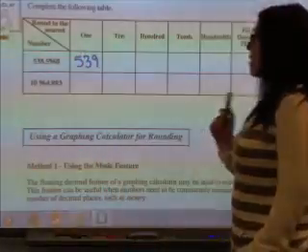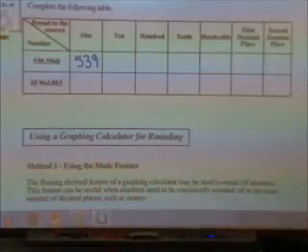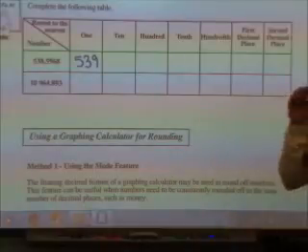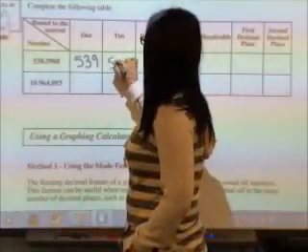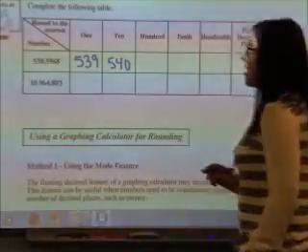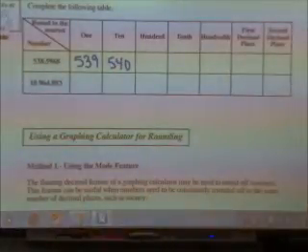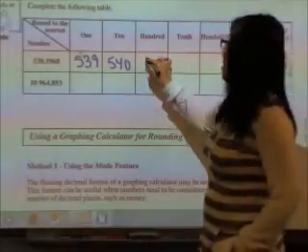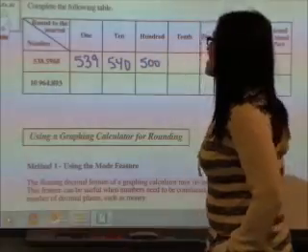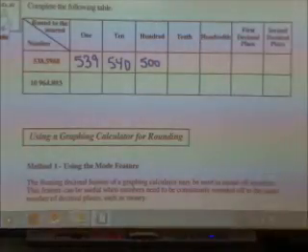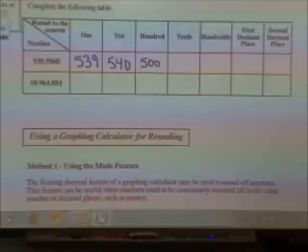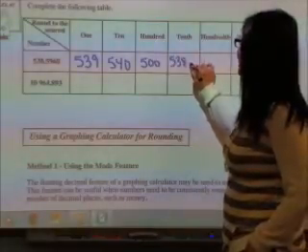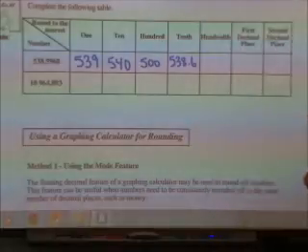Okay. Now I want someone else to tell me what that number would be rounded to the nearest 10. 540. Someone else, tell me what that number would be rounded to the nearest 100. 500. Thank you, Colin. Someone else, tell me what it would be rounded to the nearest tenth. Thank you, Kate. To the nearest hundredth.